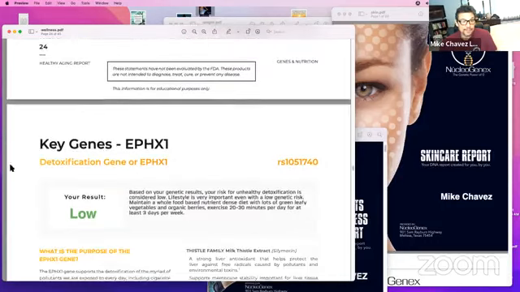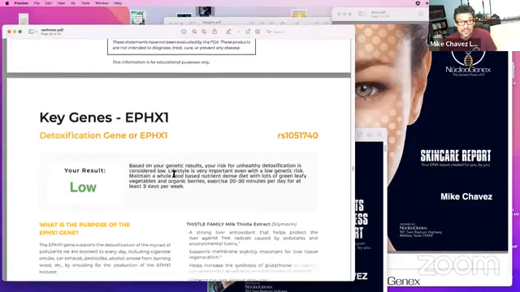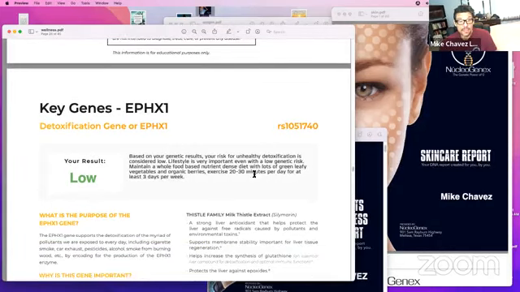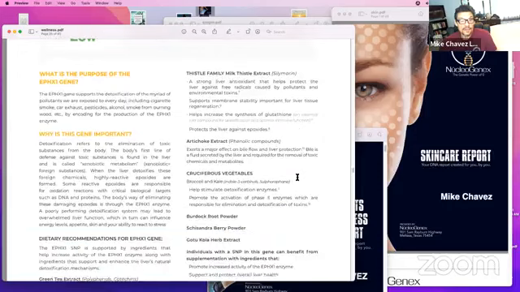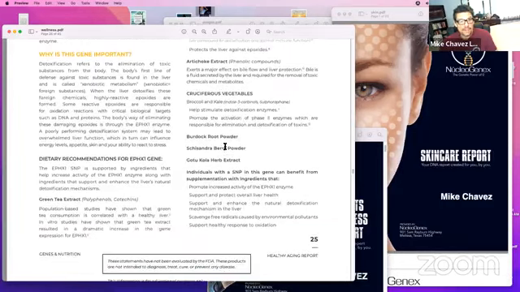As I scroll down, my detox gene's okay. So it says, based on my report, my risk for unhealthy detoxification is considered low, which is important, but still got to be careful. All right. Then it still gives you supplements and lifestyle recommendations to make sure that you stay healthy with them.